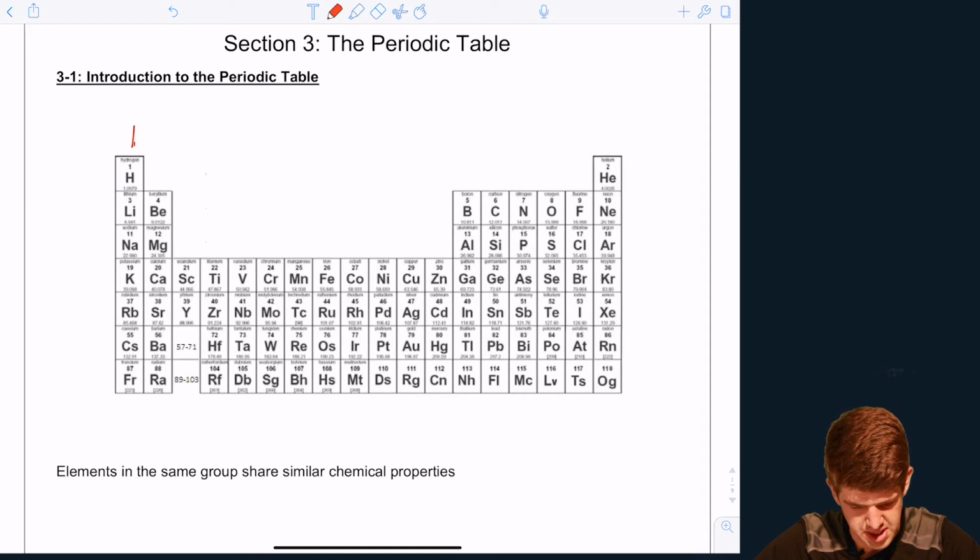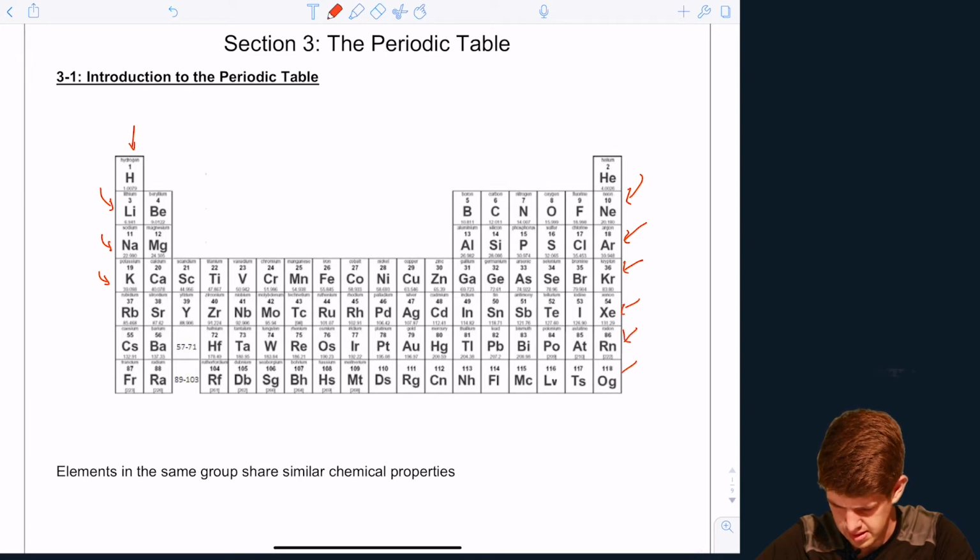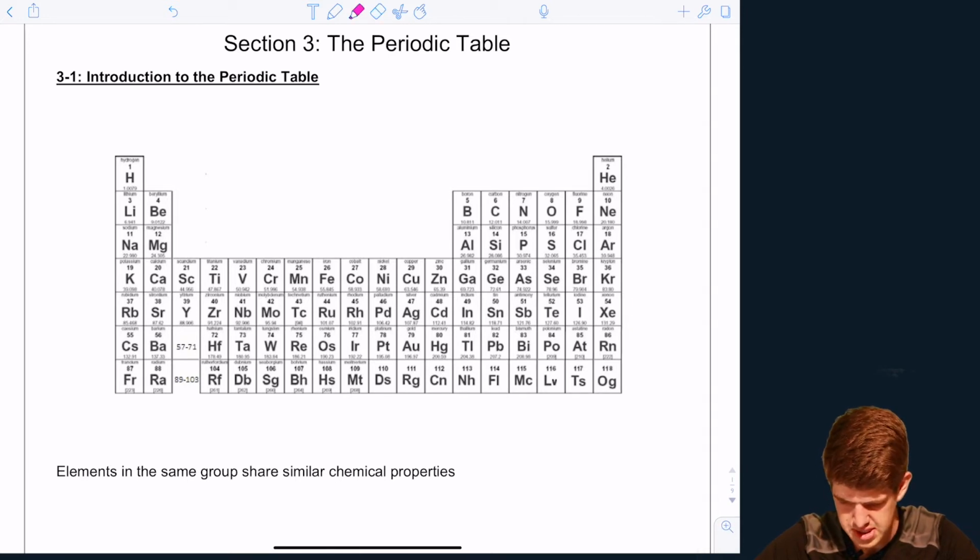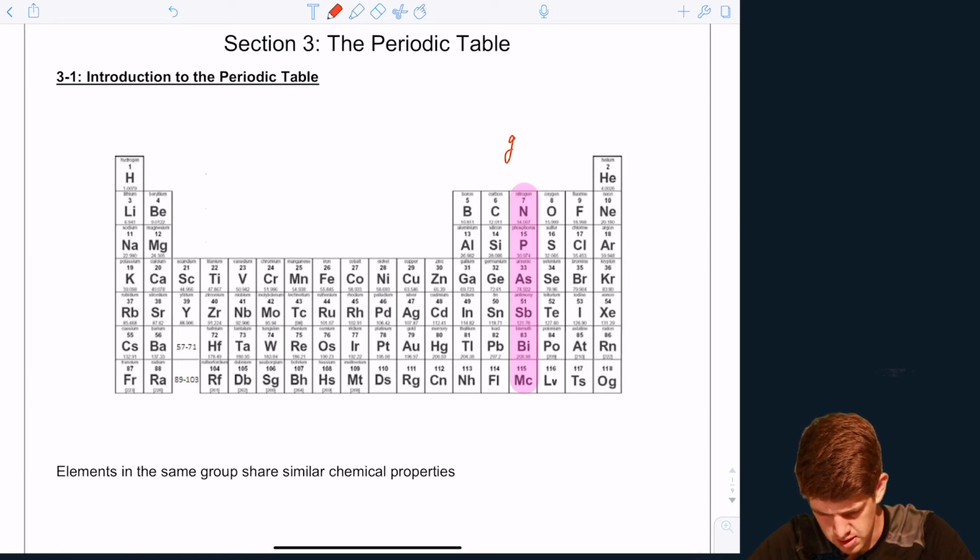So hydrogen is most similar to these other elements, while helium is most similar to all of these elements. And that fact can be summarized down below with that one sentence: elements in the same group share similar chemical properties. If I show just a random group, a group will just be a vertical line. And you can either call them groups or you can call them columns.